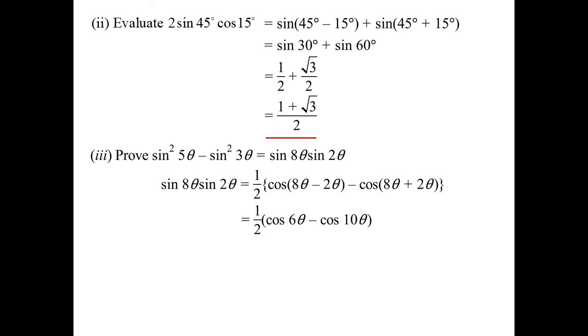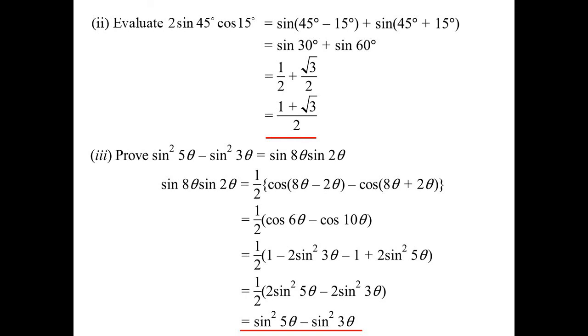Now I'll use the double angle results, because I notice 10 theta is double 5 theta, and 6 theta is double 3 theta. So cos 6 theta will become 1 minus 2 sine squared 3 theta. Cos 10 theta is 1 minus 2 sine squared 5 theta. We've got the negative of that. The 1's cancel, and we end up with sine squared 5 theta minus sine squared 3 theta.